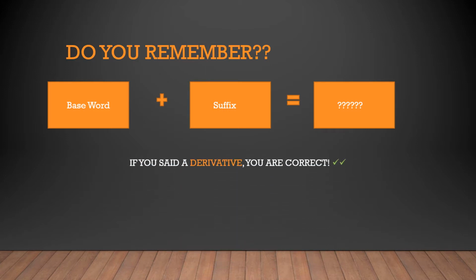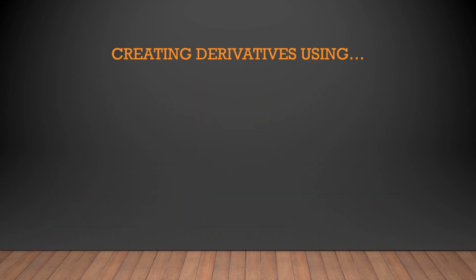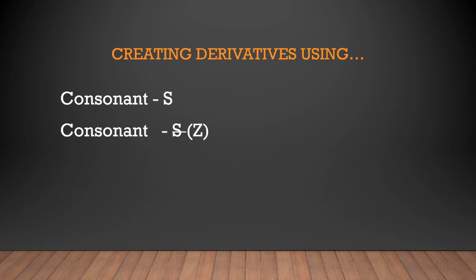If you said a derivative, you are correct. A base word, which is a plain word with nothing added to it, plus a suffix, which is a letter or group of letters added to the end of a base word, equals a derivative. So today we're creating derivatives using consonant suffix s when it sounds like z, and vowel suffix ing. Let's go ahead and dive right in.